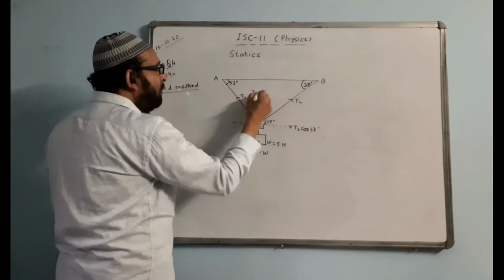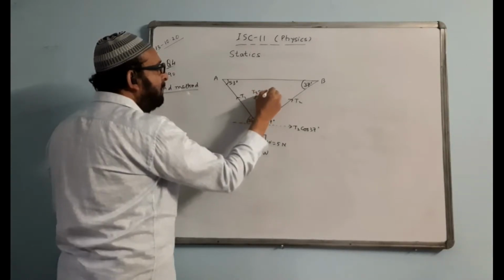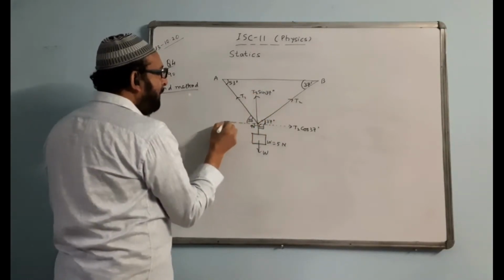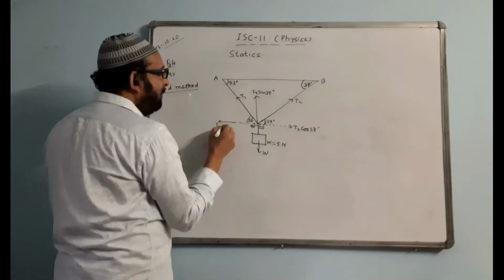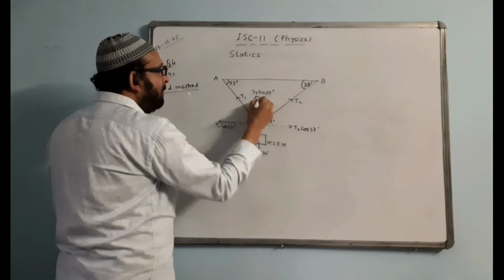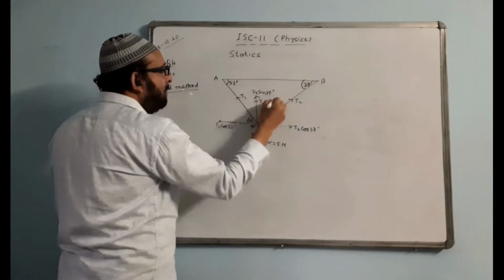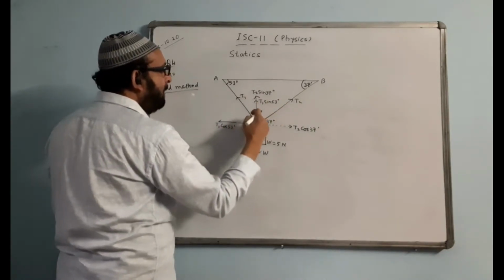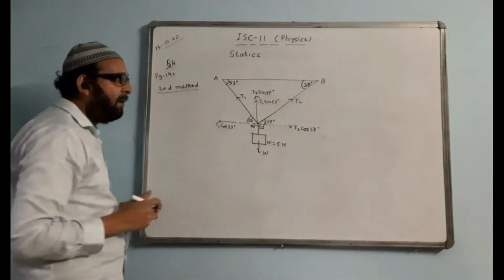This will be T2 sin 37. T1 will break. This will be coming T1, 53 is the angle, so T1 cos 53. This will come T1 sin 53. T1 is breaking into horizontal component and vertical component.